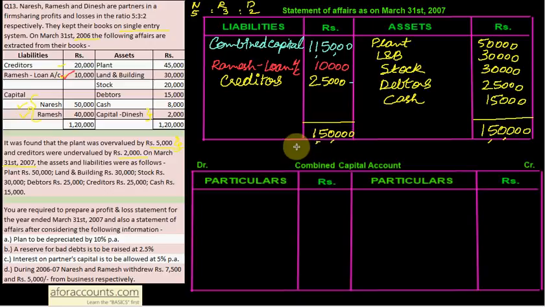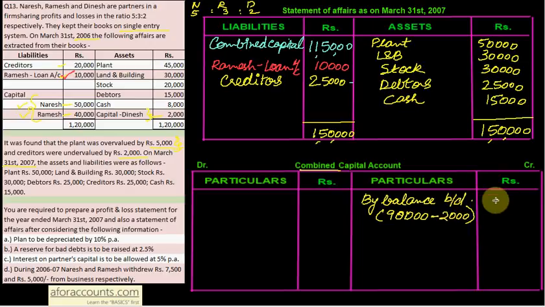So let's start making combined capital account of the three partners. It goes like this. First of all, by balance brought down. Now see what is the opening capital. Naresh 50,000, Ramesh 40,000. 5 plus 4, 90,000. So 90,000 in the inner column here. But we are finding out combined capital and Dinesh has a negative balance of 2,000. So subtract 2,000 here. 90,000 minus 2,000 comes up to 88,000 is your opening capital.